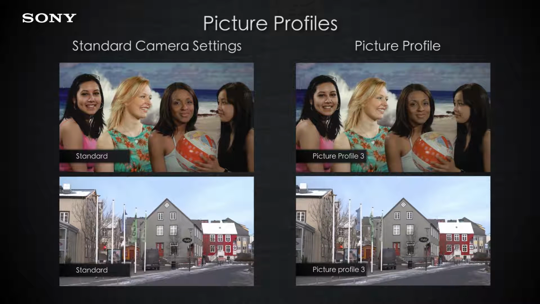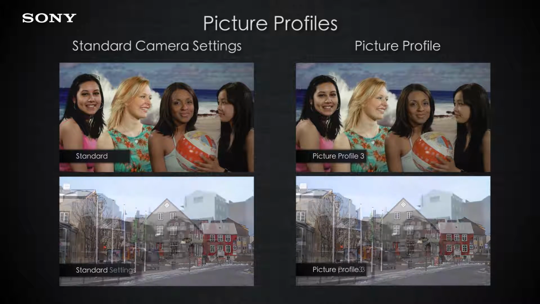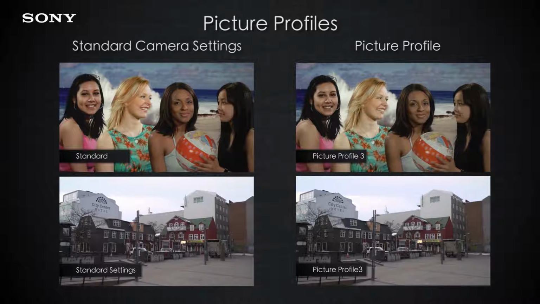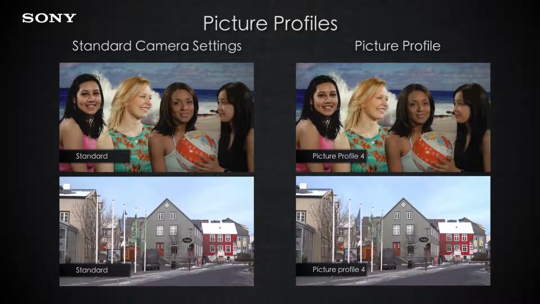Picture profile number 3 uses the ITU 709 gamma curve. That's the same gamma curve as used for HD television, combined with the Pro colour matrix, and this gives neutral colours but with contrast that looks good on a standard TV. Picture profile number 4 is another 709 based profile. So it gives natural looking contrast, and in this case it also uses a 709 colour matrix, so it gives very accurate colours.